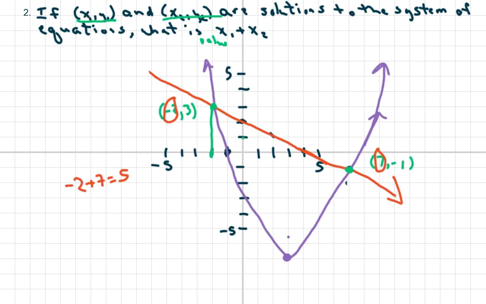And this was a multiple choice. But anyway, the answer is just 5. It's pretty easy. I forgot to put the multiple choice.